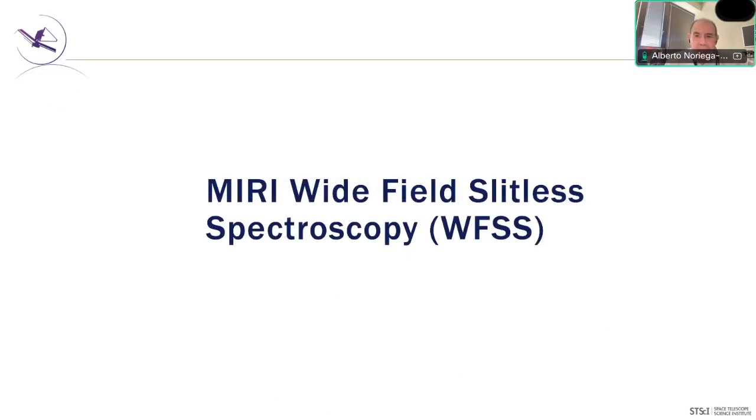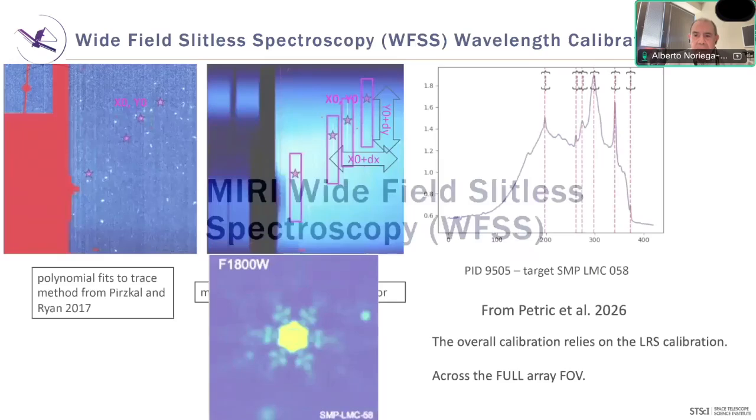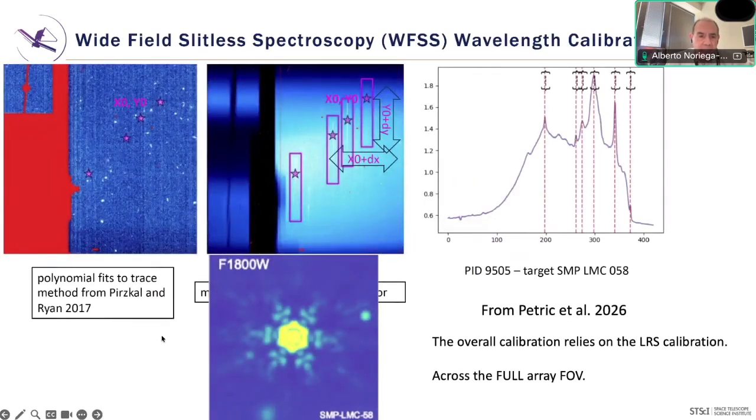Wide field slitless spectroscopy. This is a new mode. It's coming in cycle 5. It uses again LRS, the low resolution spectrometer. But the idea now is that we disperse the light across the entire full array. And so it has the same issues. The calibration essentially is the same, except that, as Anton mentioned for the grism from NIRCam, you do have to be careful. You need to understand the trace essentially along the entire full array so that you can correct it properly.